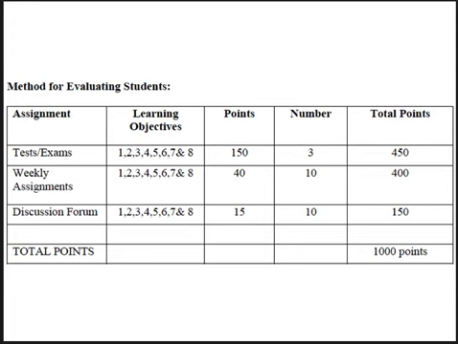We're going to have a total of 1,000 points, as you can see in the chart. So again, it's a 10-point scale, right? 90% to 100 is an A, 80 to 89 is a B, and so on.